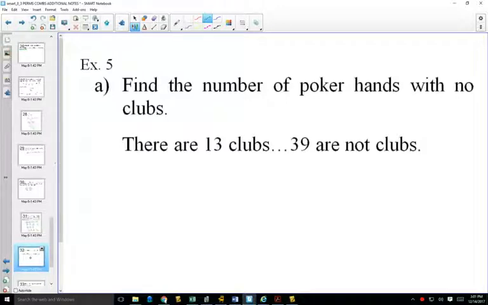We're going to figure out the number of poker hands with no clubs. If I wanted to count the number of ways I could get no clubs, if I look through the deck and I took out all the clubs, oh, this is nice, they're all together, mostly. If I took out all the clubs, something amazing is going to happen. I'm going to give 5 cards to Ben, randomly.